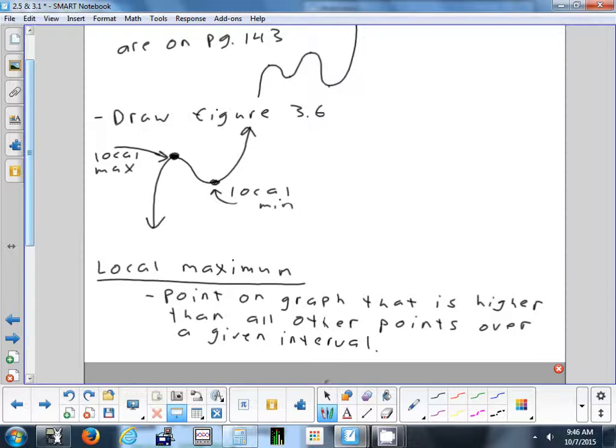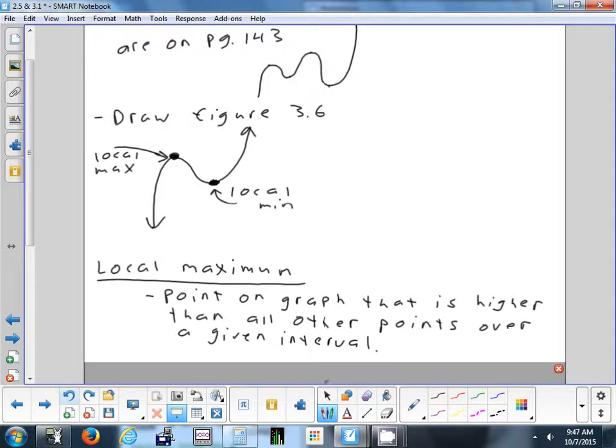And this is a local minimum. It's a point that's lower than everything else around it. I'm not saying that it's the lowest point in the function, because it goes down forever. But it is the lowest point in that area. So anytime a function turns, you get a local min or a local max.